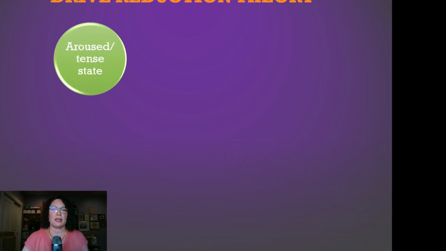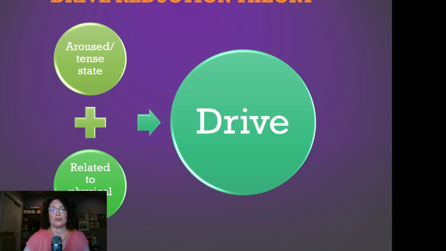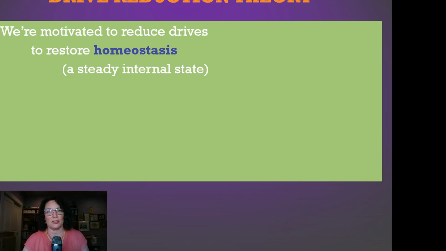So drive reduction theory tells us that, when we're in an aroused or tense state, and that aroused or tense state is directly related to a physical need, it's going to result in a drive towards satisfying that need. And that the purpose of satisfying the need is to reduce the tension or the arousal. So we're motivated to reduce drives. The purpose of reducing drives is that we can enter a state of homeostasis. Homeostasis is a steady internal state.